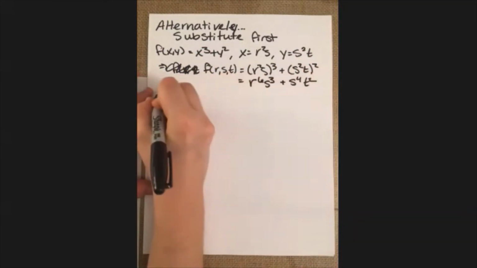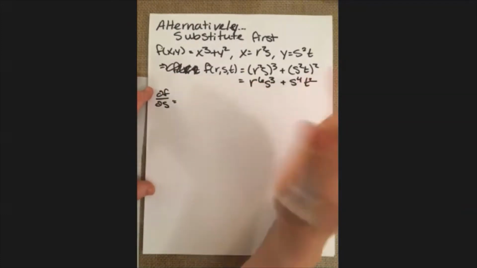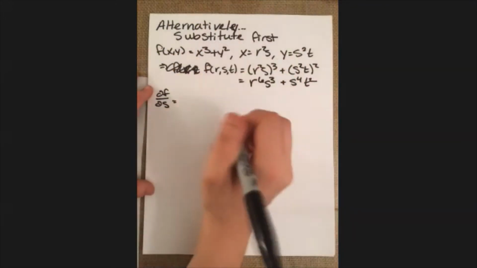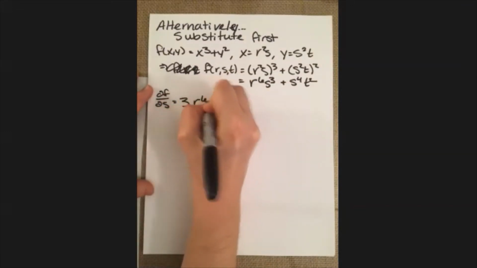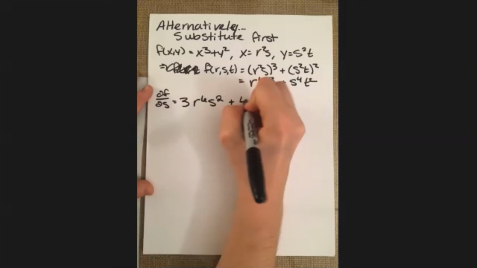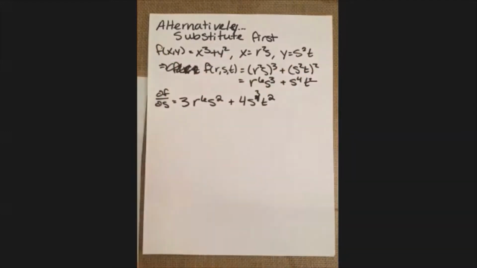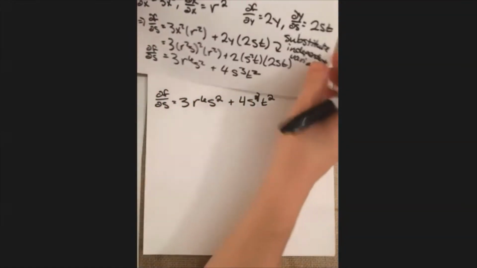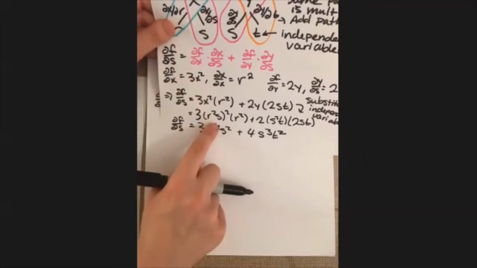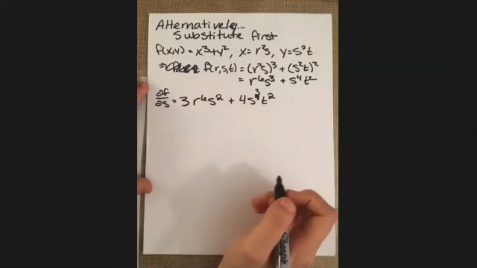So now at this point, in order to find, say, df ds, for example, all I would have to do is take the partial derivative of this directly instead of using our chain rule and the tree and all of that stuff. So df ds, we're going to get 3 r to the 6th s squared plus 4 s to the 3rd t squared. And if we look back at our original answer that we got earlier, they do indeed agree. So the point here is that you can use either the chain rule in this scenario or plug in the other variables first, and then take that partial derivative.